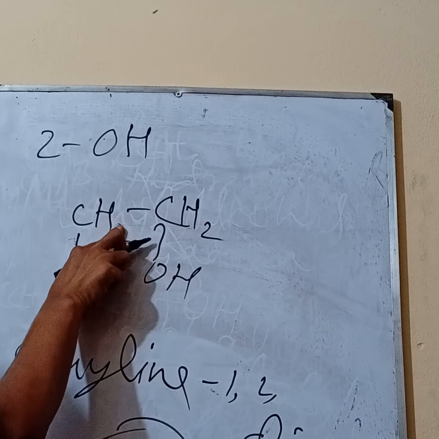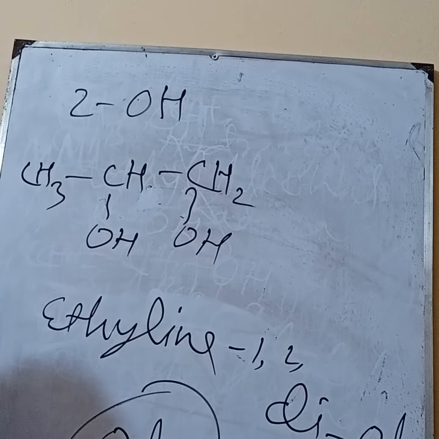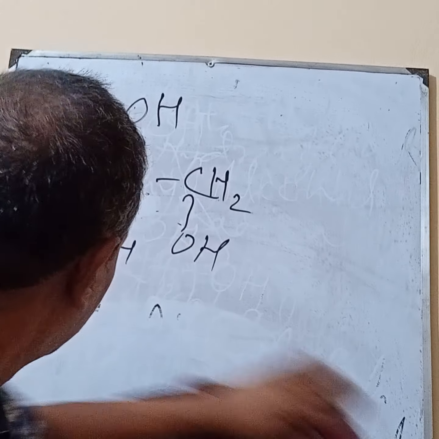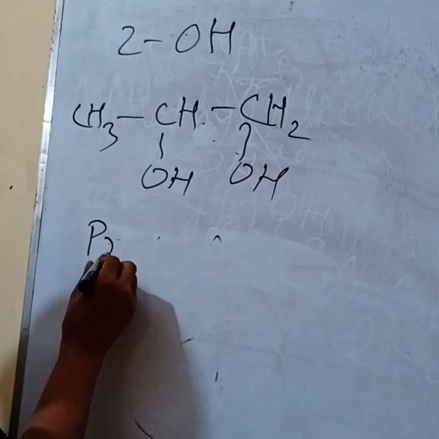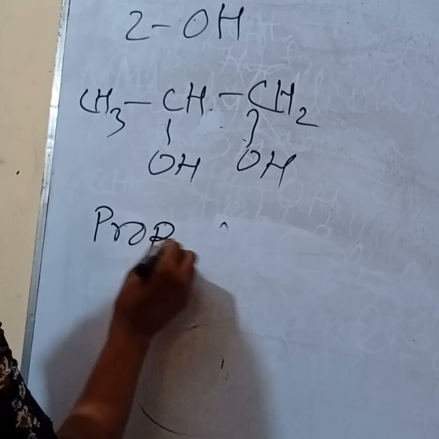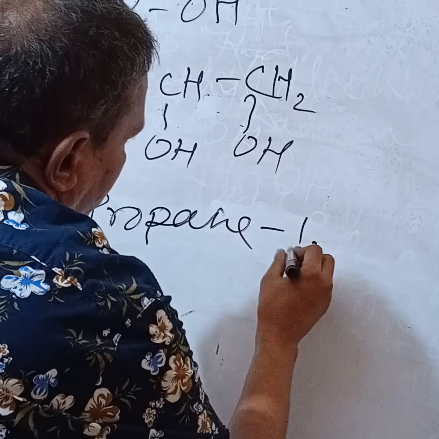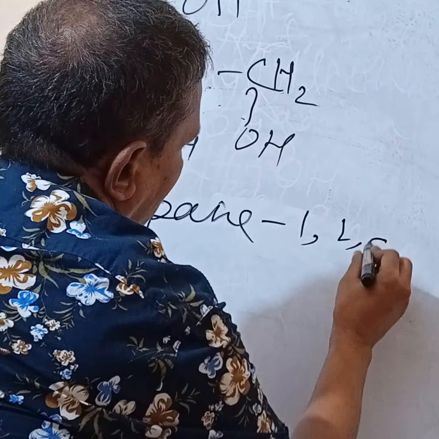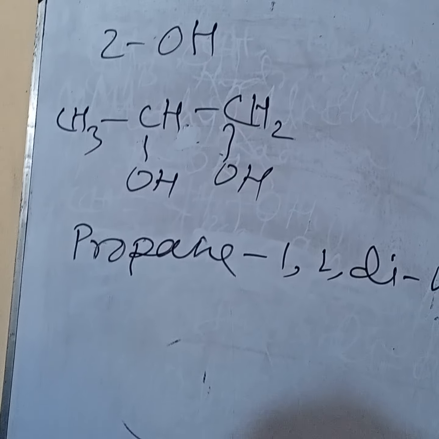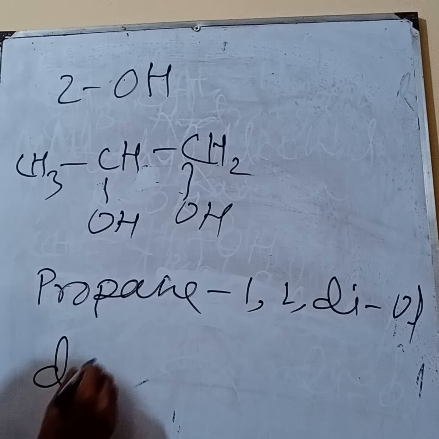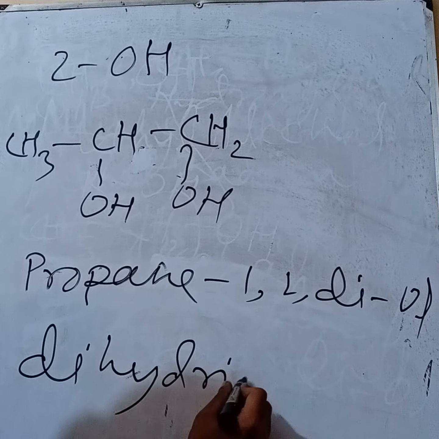Now, I have to remove one H. IUPAC name what? Propylene glycol, propane-1,2-diol. IUPAC name. So it is a dihydric alcohol because there are 2 OH groups.